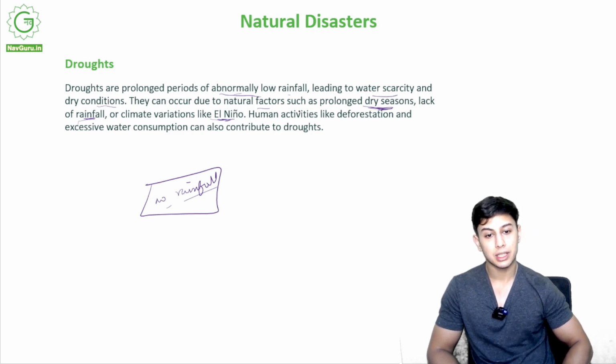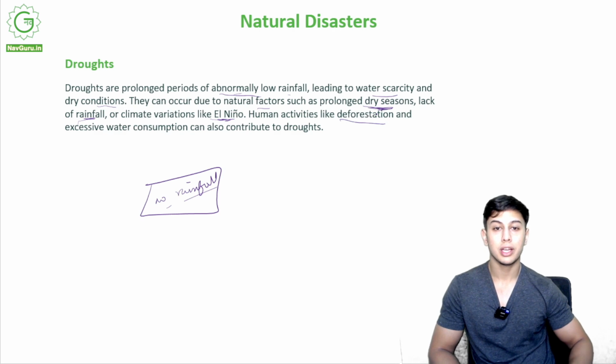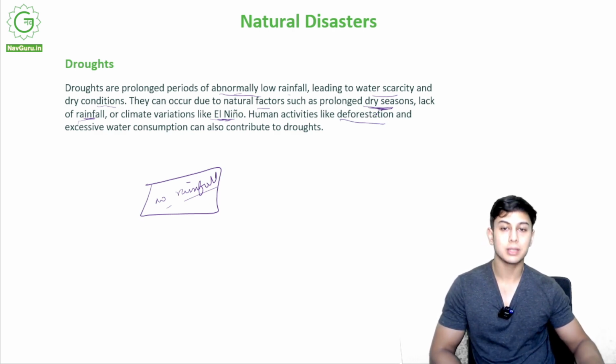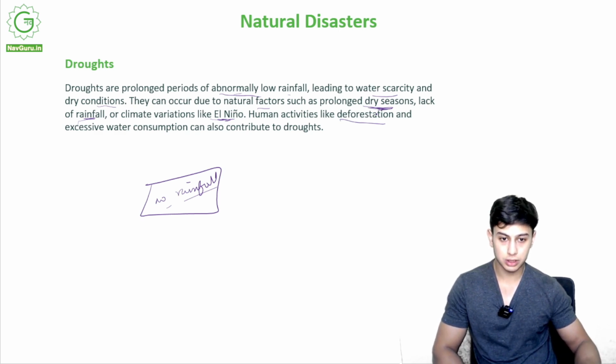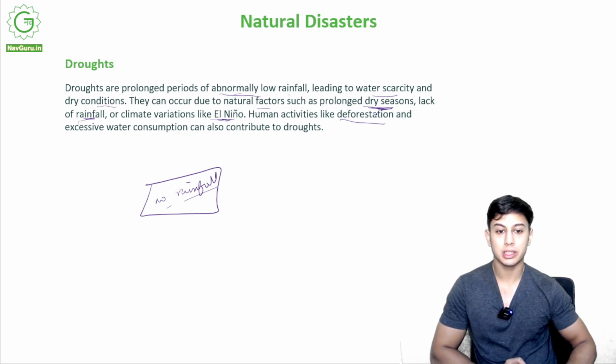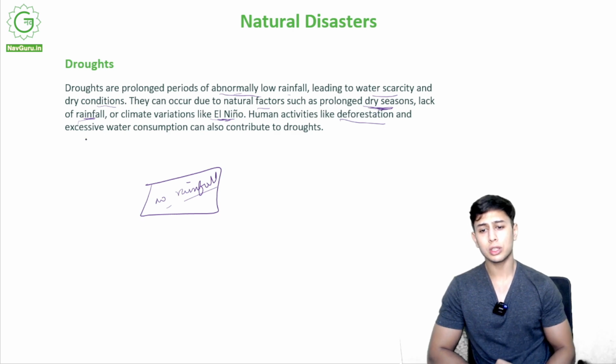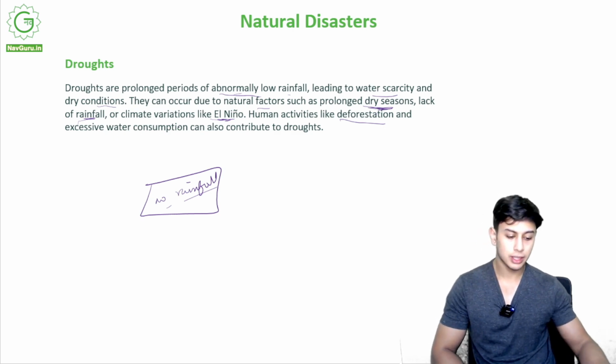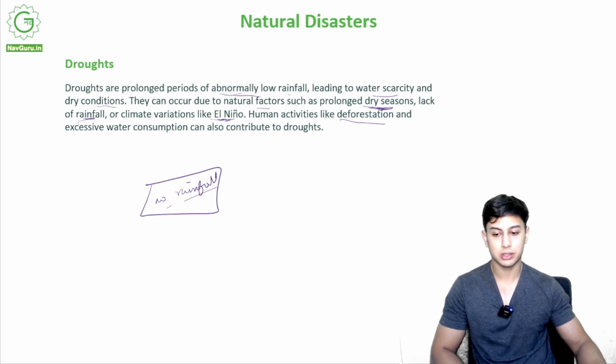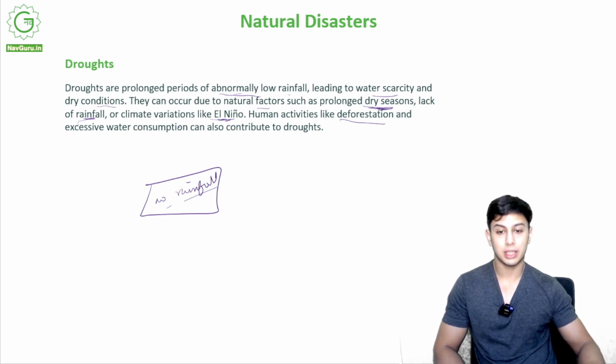Then there are human activities like deforestation. If there is a lot of tree cutting, it disturbs the water cycle, and the soil loses its fertility and all its moisture content, because there are no trees, no forests. And also excessive water consumption. If I consume a lot of water from a place, all the groundwater, all the rainwater that was saved, everything is consumed, then there will be a drought.